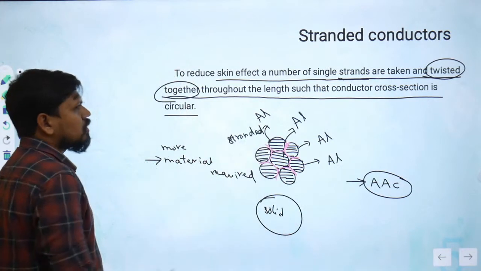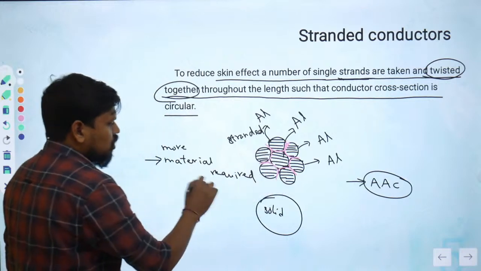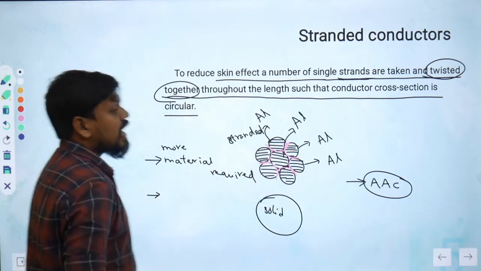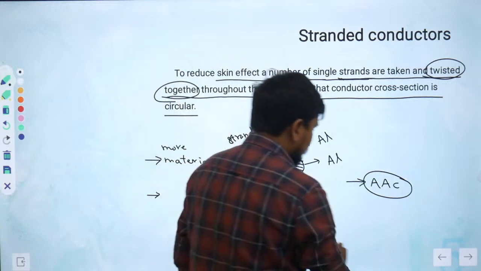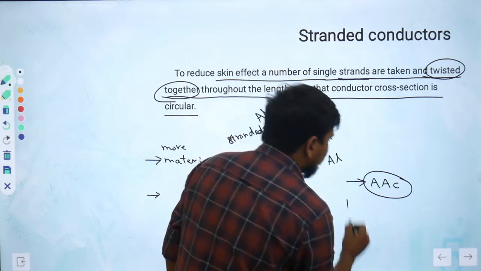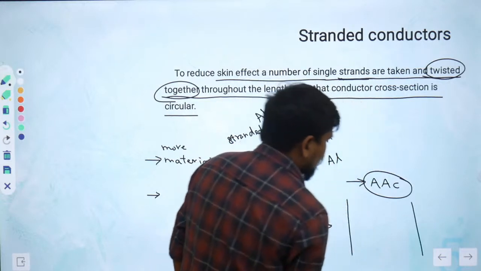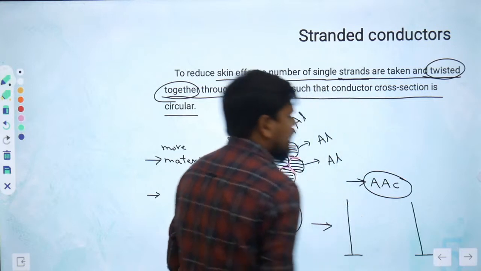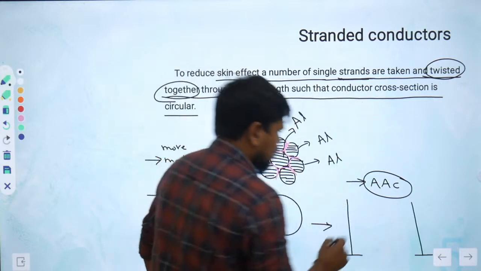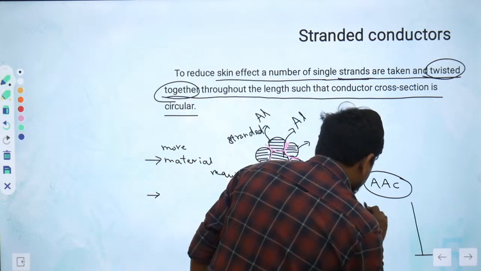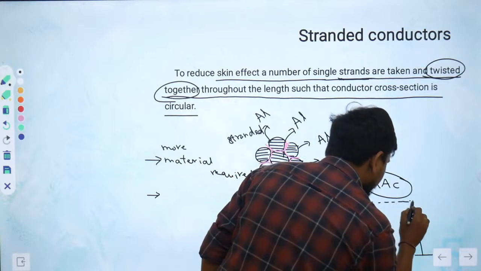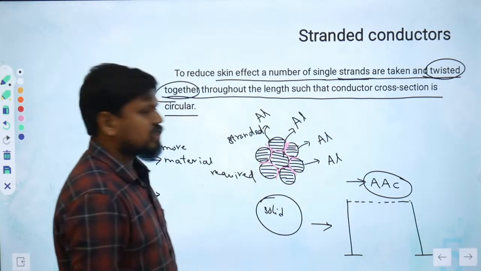And one more thing, material requirement is more, we have written, so sag will be more, okay? So let's compare these all. How the sag will be more between two poles. I am just mentioning different types of conductors, okay? So this is the actual path. This dotted line is nothing but the actual path, which is straight, okay?